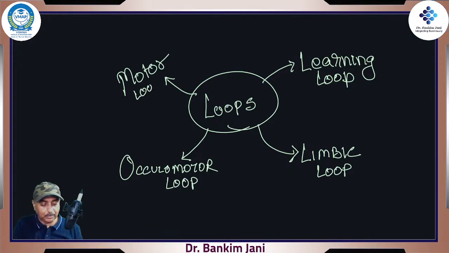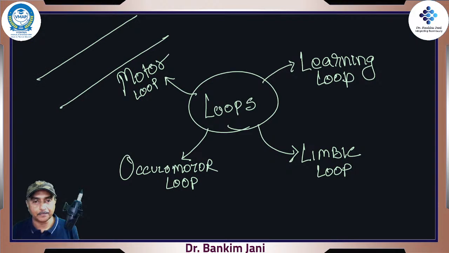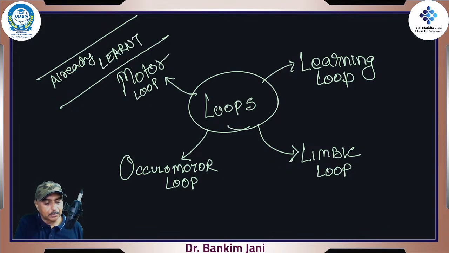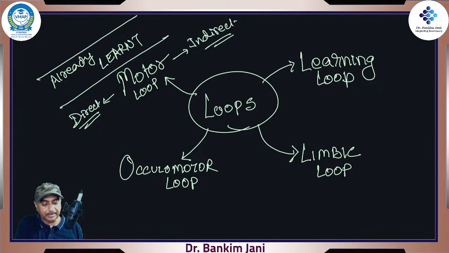So what is the motor loop? Motor loop is when we have learned something, right? We have already learnt. So how to do that? For that, there would be a direct pathway and the indirect pathway. Indirect is inhibiting and direct is working. Once we have learnt, if you go for swimming, you have to swim in your own track. If you drive, you have to drive in your own track. So that is what you have already learnt.